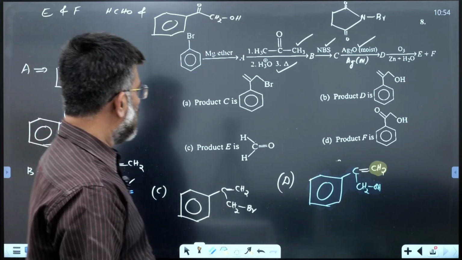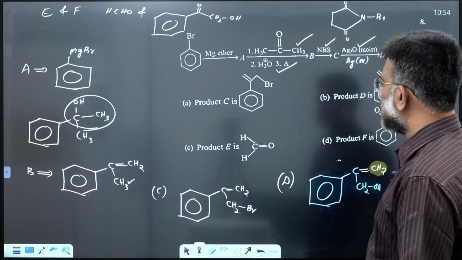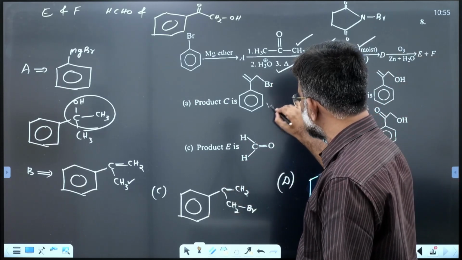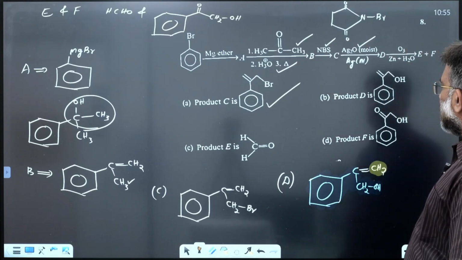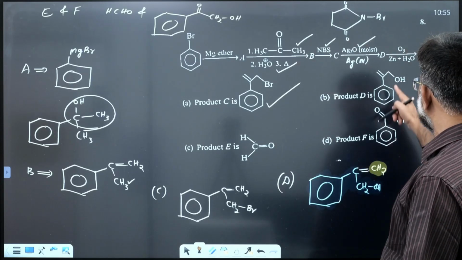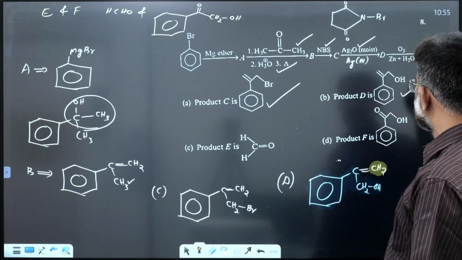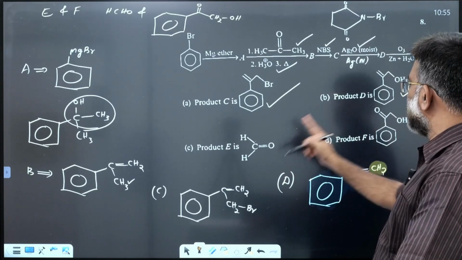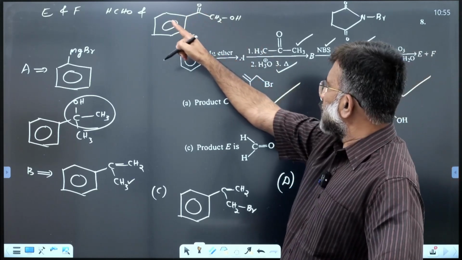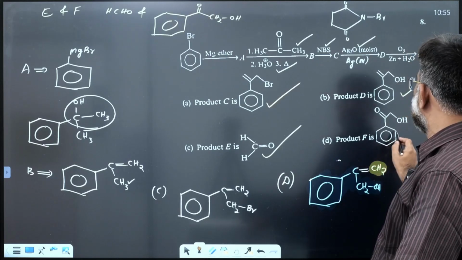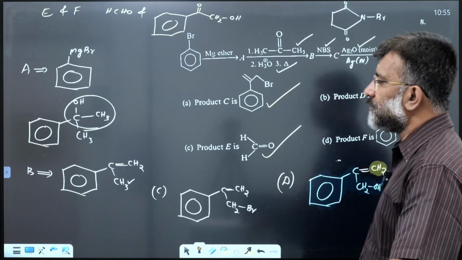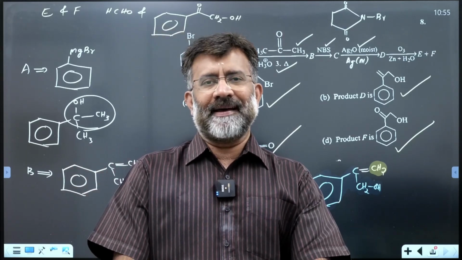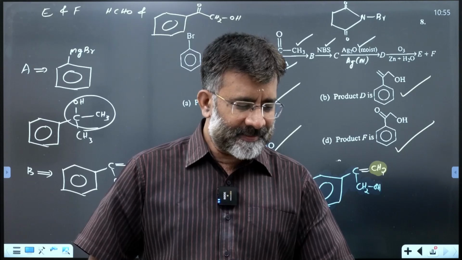Now, what are the products given? Product C is correct, option B. Product D is correct. Products E and F, formaldehyde and the ketone. That is also correct. In fact, all the choices are the products obtained in that sequential conversion, right?